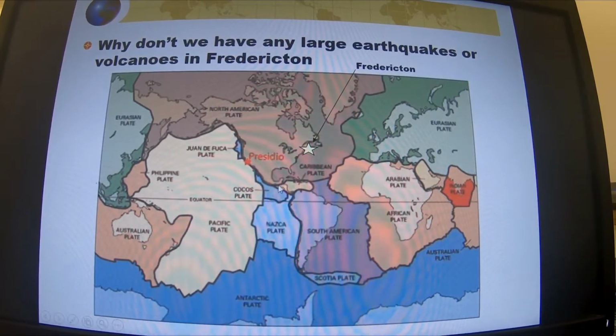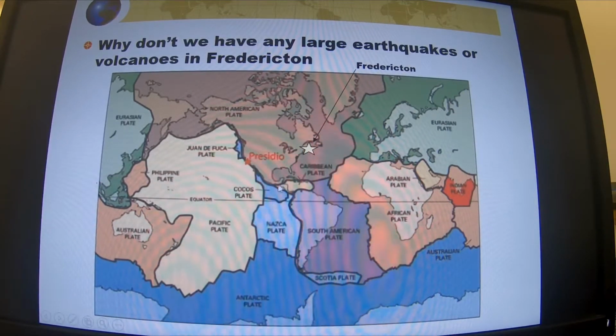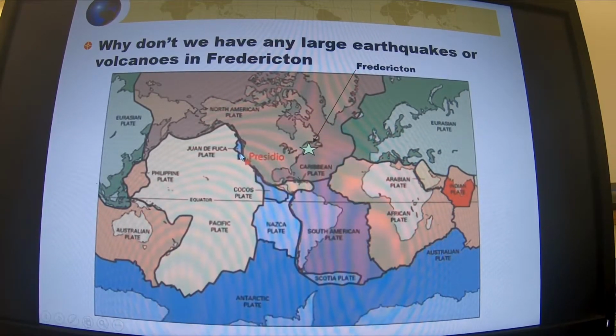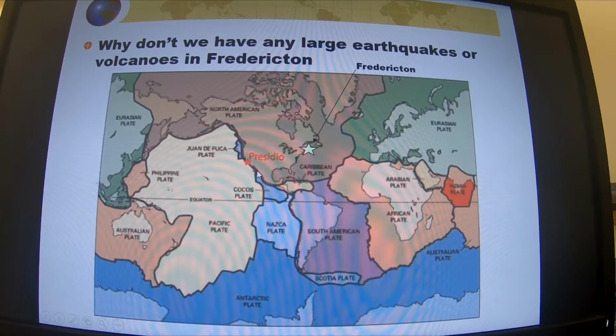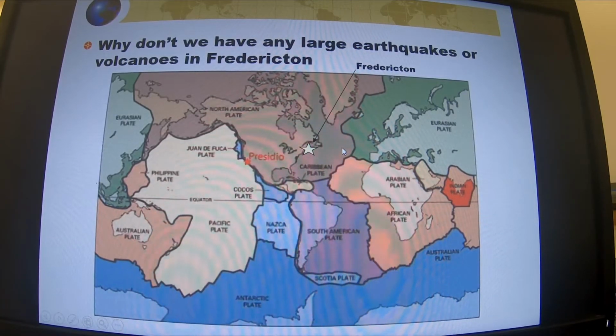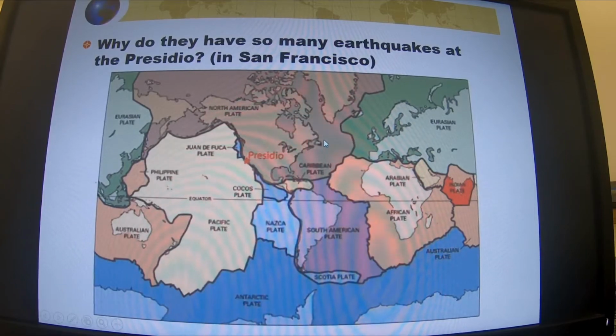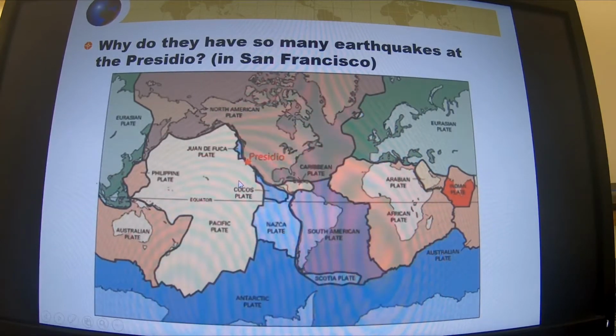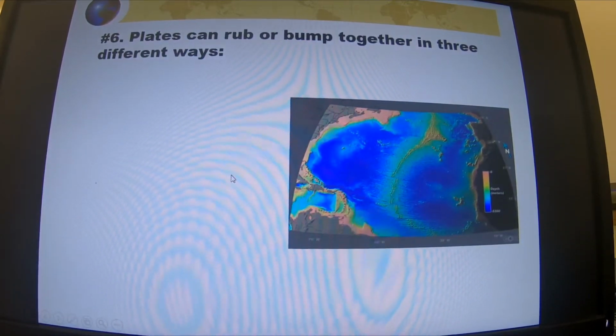Paricutin, however, which is right here, right on a fault line, it wasn't shocking that a volcano popped up there. It's not shocking that California and Alaska have seen volcanoes and earthquakes pop up because we know exactly where they're located. Now, why do you think they have so many earthquakes in Presidio, which is also part of San Francisco? Well, because they sit directly on a fault line.